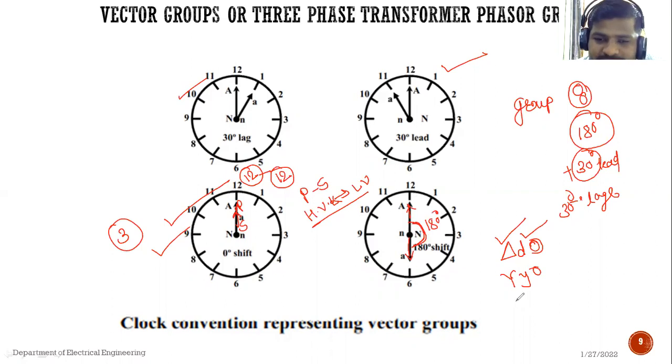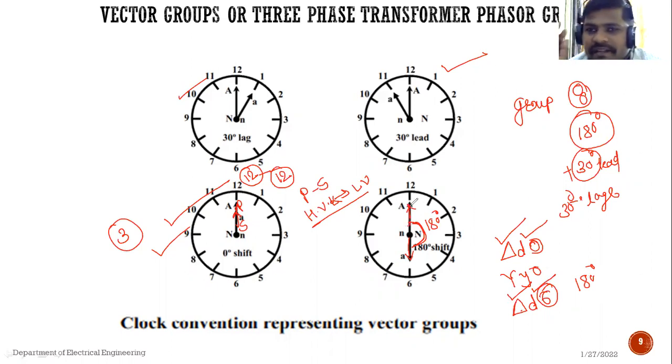180 degree. So that we are representing delta 6. Primary connected in delta, secondary connected in delta, and the phase angle between primary and secondary is nothing but 6. Meaning of 6 is nothing but 180 degree, right? That means the secondary winding is connected totally opposite to that of primary winding.